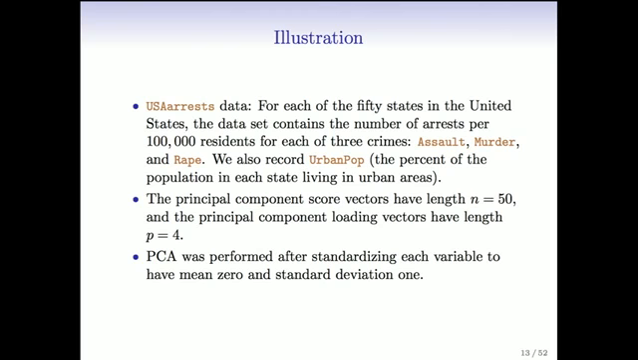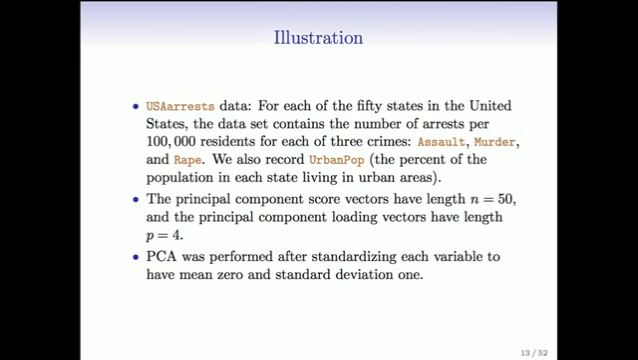So as an illustration, we're going to show you an example using some data on USA arrests. For each of the 50 states in the United States, we've got their number of arrests per 100,000 residents for each of 3 crimes: assault, murder, and rape. And we also have measured the urban population, the percentage of the population in each state living in urban areas. So there's 50 observations. So each of the principal components are going to be n vectors with length 50, because they're new variables. And we'll get at most 4 principal components, and each of them will be described in terms of loading vectors of length p equals 4.